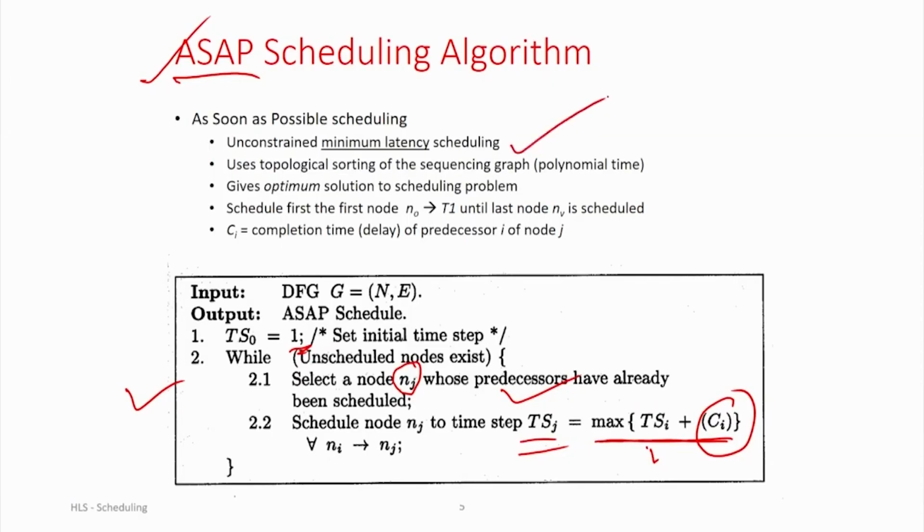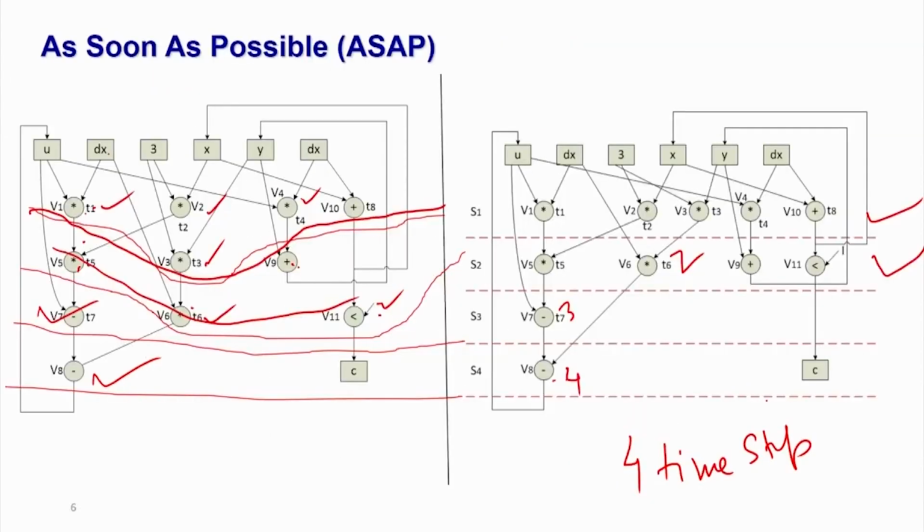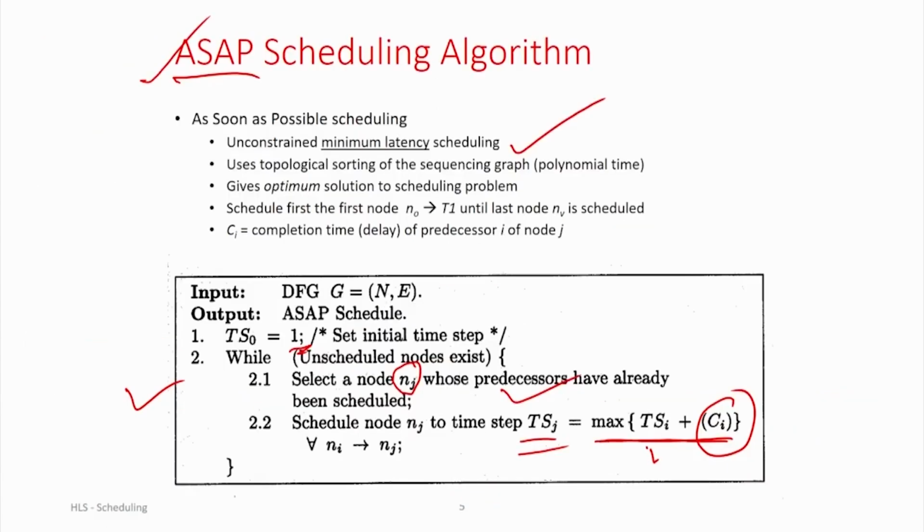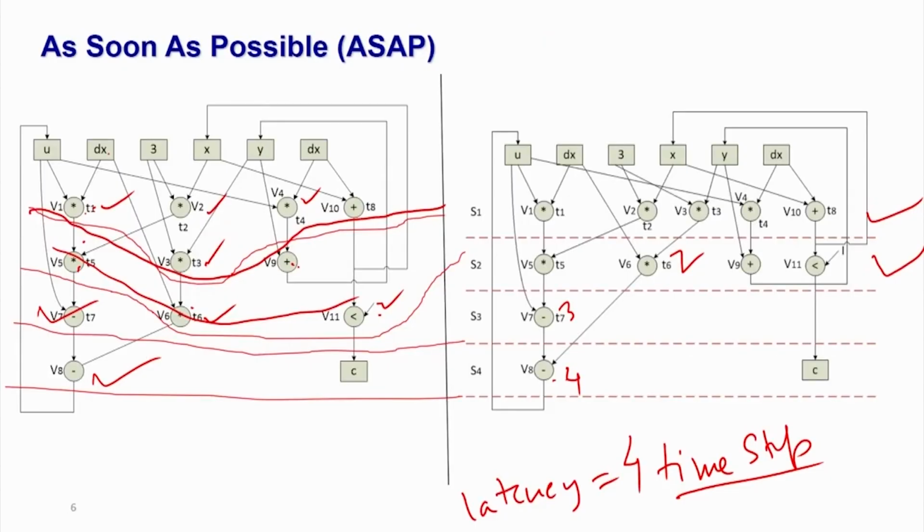So, what is the advantage of the as soon as possible algorithm? It always gives you the minimum latency, right. The number of time steps given by this is minimum. Latency is nothing but the number of time steps. So, the advantage of as soon as possible is that it always gives you the minimum latency, that means the minimum number of time steps required to schedule that particular set of operations. And this is kind of an optimal solution, because we cannot have a schedule with fewer time steps than whatever is given by as soon as possible.